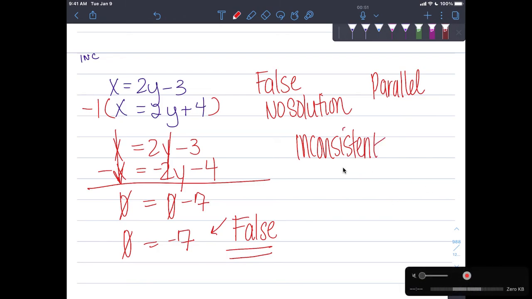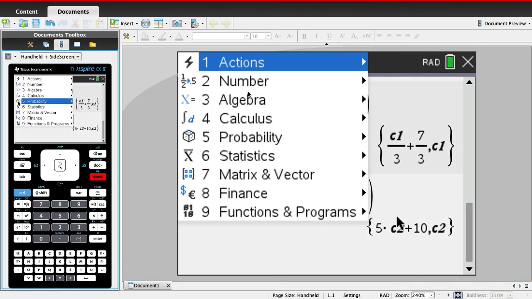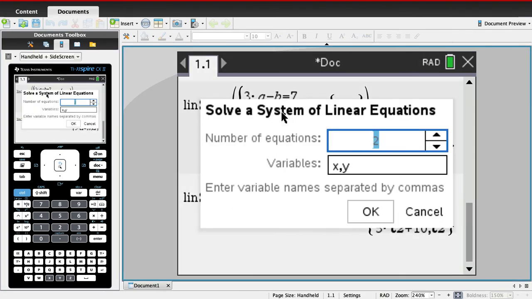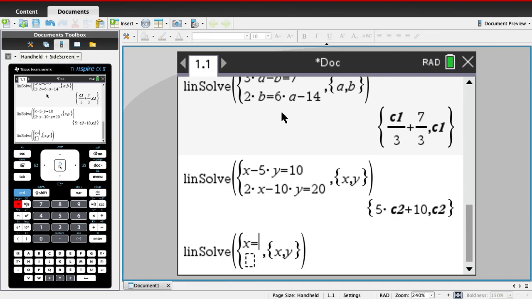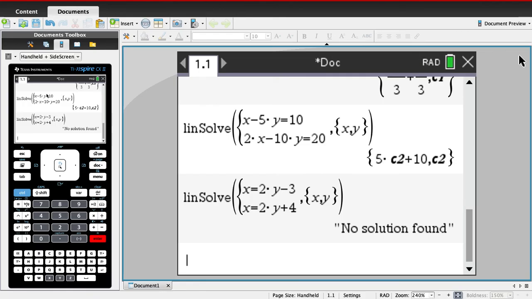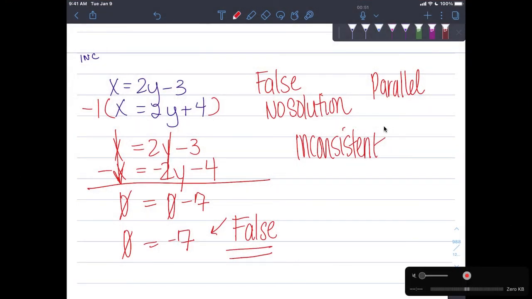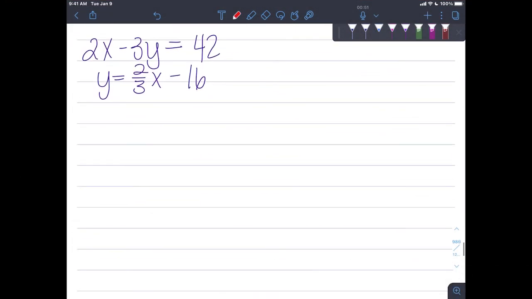Okay, let's verify this in the calculator. So here it should spit back a response of no solution. No solution found. Exactly what I found as well. All right, last example. Here is my other inconsistent one. So I look at this and I'm like, all right, let me go ahead and just rearrange this. I'll move this 2/3 x over.